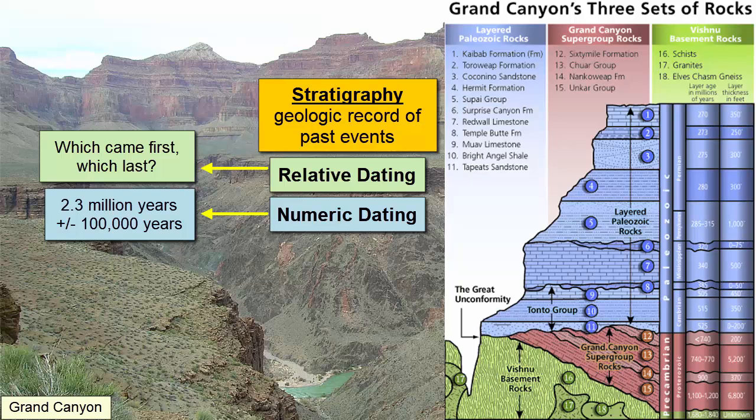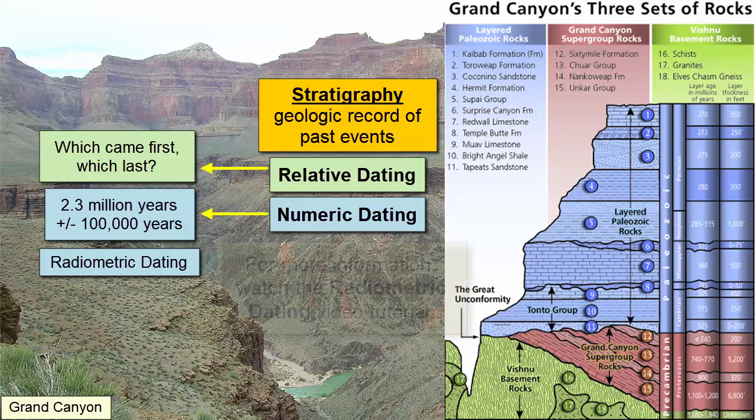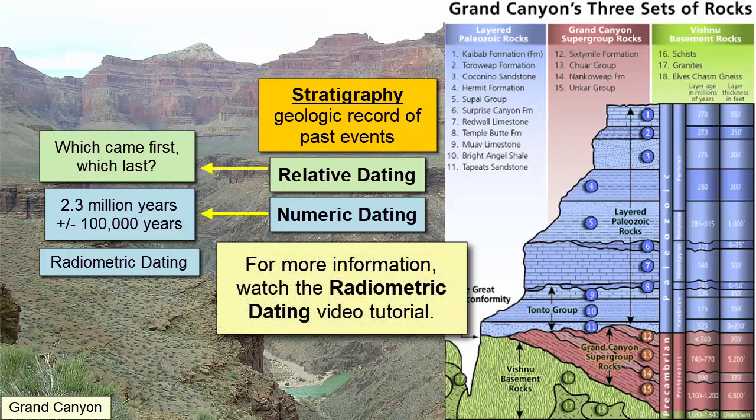Numeric ages, as you see, have associated errors and can be determined only for rocks that contain the right ingredients. Turns out, most rocks do not have these right ingredients, and only some of them can have numeric ages associated with them. The most common form of numeric dating is radiometric dating, which uses naturally radioactive elements trapped in rocks to calculate the dates of formation. For more information, watch the video tutorial on radiometric dating.